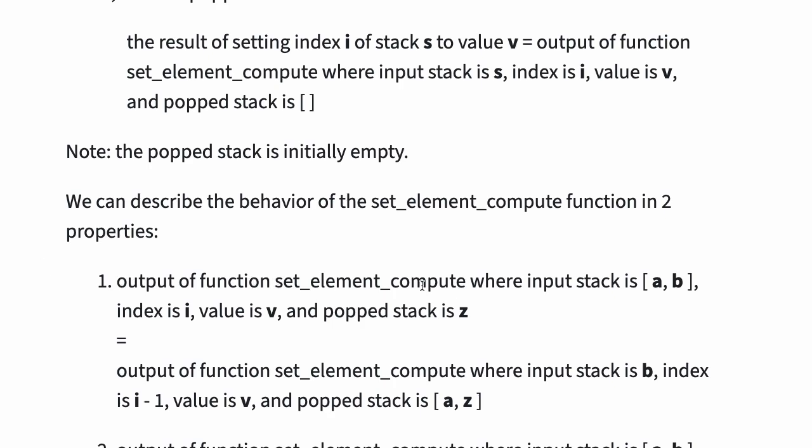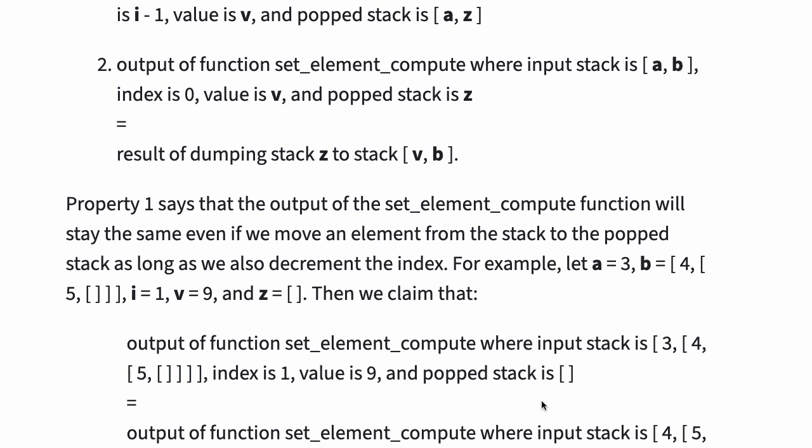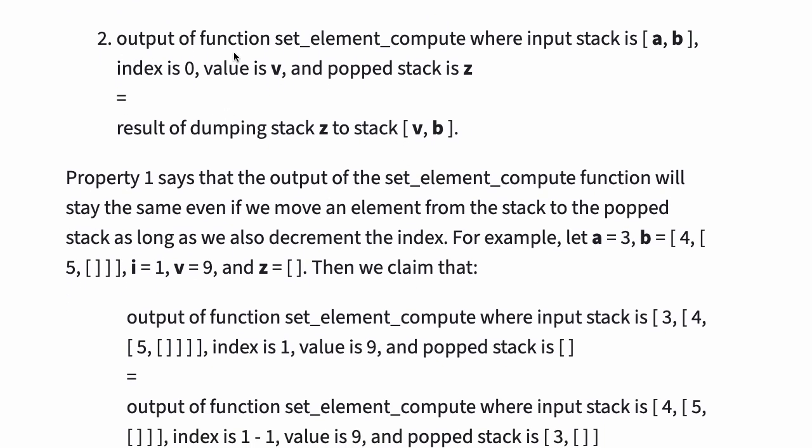Property 1: the output of function setElementCompute, where input stack is AB, index is I, value is V, and pop stack is Z, is equal to the output of the same function where input stack is B, index is I minus 1, value is V, and pop stack is AZ. Property 2 says that the output of function setElementCompute where input stack is AB, index is 0, value is V, and pop stack is Z, is equal to the result of dumping stack Z to stack VB.